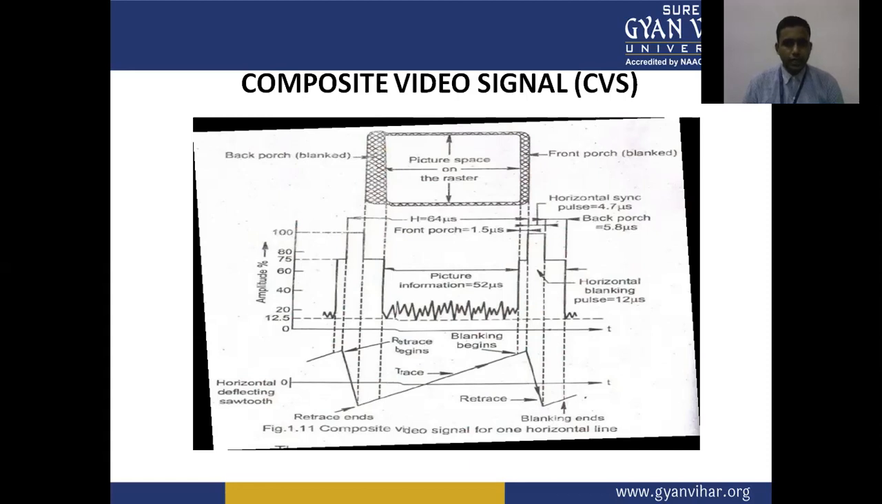Picture information is 52 microseconds, because 12 microseconds is the inactive or invisible line, that is the blanking pulse. And the trace period, the level of amplitude is also shown, 100% to 0%. So this is the complete information regarding the composite video signal for one horizontal line. Here the trace and retrace periods are also discussed.